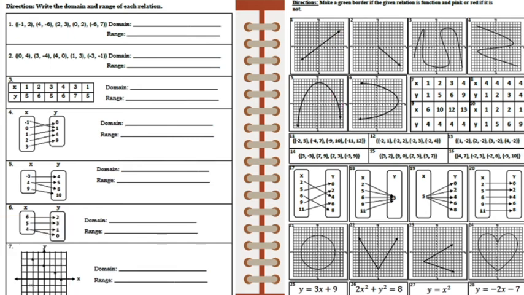So, kung ang given, halimbawa, itong number 1, this is a function kasi isang beses lang siya dumaan sa y-axis or do sa vertical line natin. So, ito ay function. Gagawa ka lang ng border na kulay green. So, ito, boborderan mo lang to ng green. Border lang ang gagawin. Hindi mo kukulayan yung buong graph. Border lang.